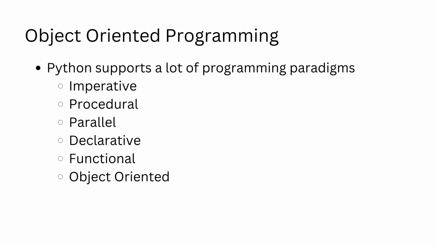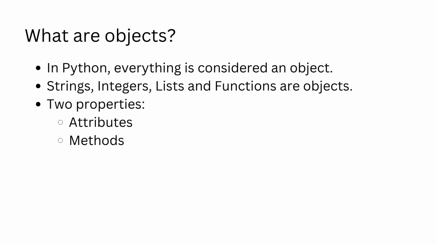Object-oriented programming system, or OOPS, is achieved through two simple concepts. They are classes and objects. In Python, everything is considered an object. A string is an object. An integer is an object. A list is an object. In other words, anything that contains a value and has some methods associated with it is called an object.